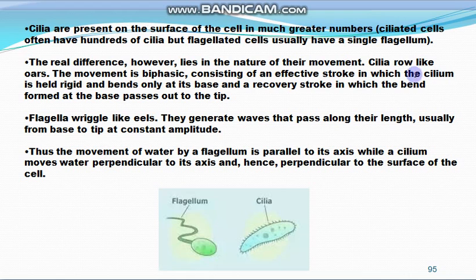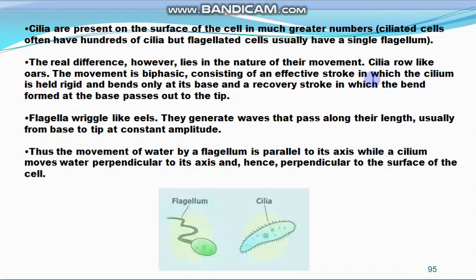So cilia row like oars. Cilia show a movement like the oars of a boat, and the movement is biphasic. That is, it consists of an effective stroke as well as a recovery stroke. So the cilia move in two strokes: the effective stroke and the recovery stroke. So this is about the movement of the cilia.